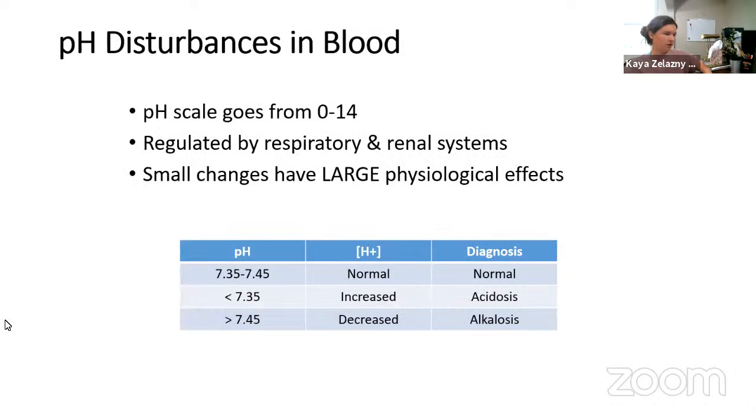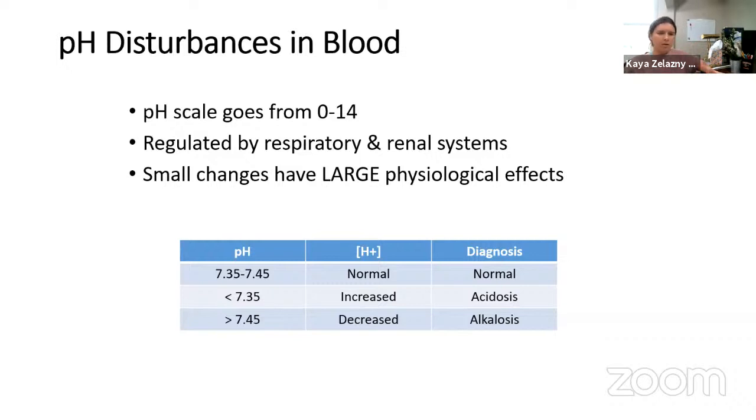Okay. So, a brief reminder about pH, right? The pH scale goes from 0 to 14. Low pH is an acid, high pH is a base. The pH of blood is regulated by both the respiratory and the renal systems. And you might already be thinking about the respiratory system, right? We talked about carbon dioxide as essentially being an acid in its function in our body. So you should immediately have an idea about how that might play a role here.